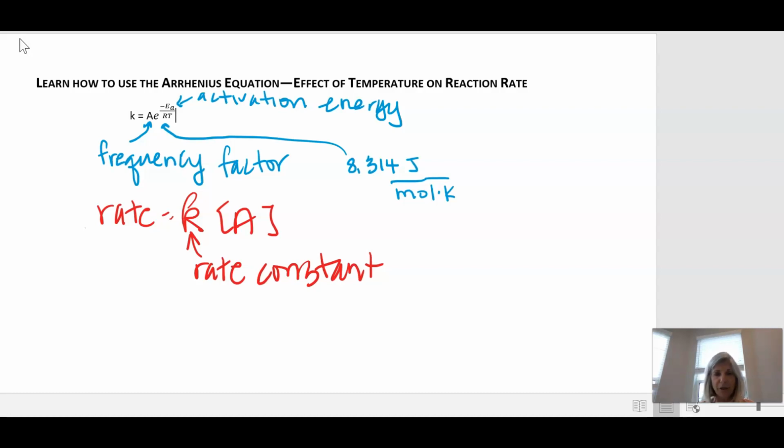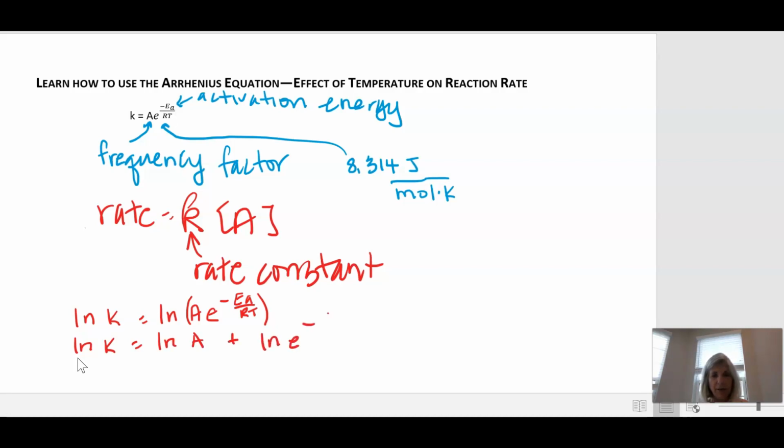Let's take the natural log of both sides. Remember that a natural log is an exponent, and when we multiply numbers together, we add the exponents. So that leaves us with natural log of A plus natural log of e to the minus EA over RT. Here we have inverses of each other.